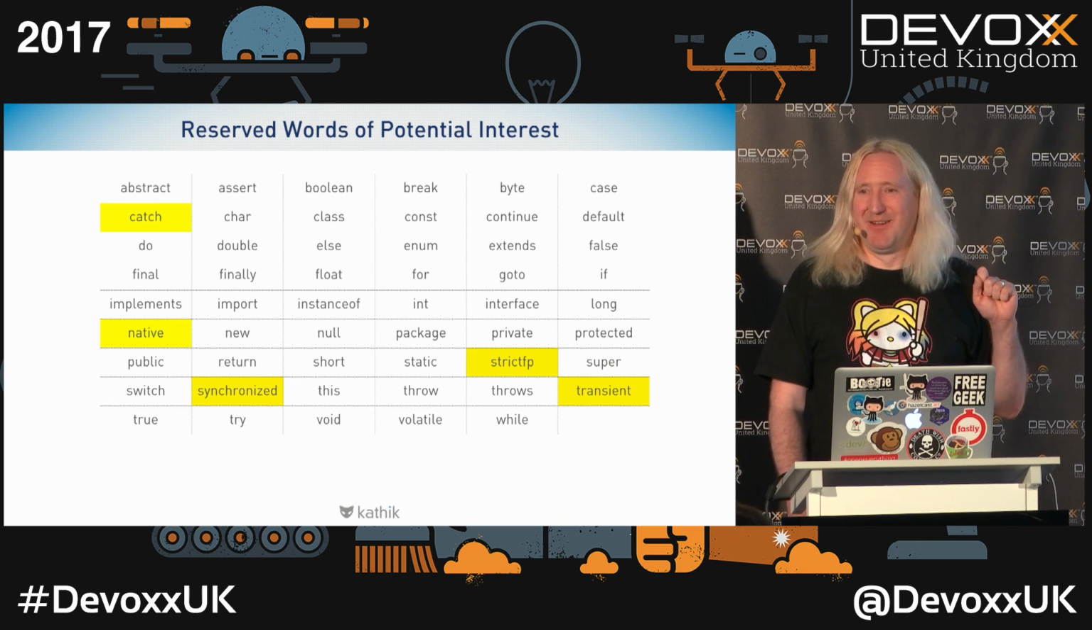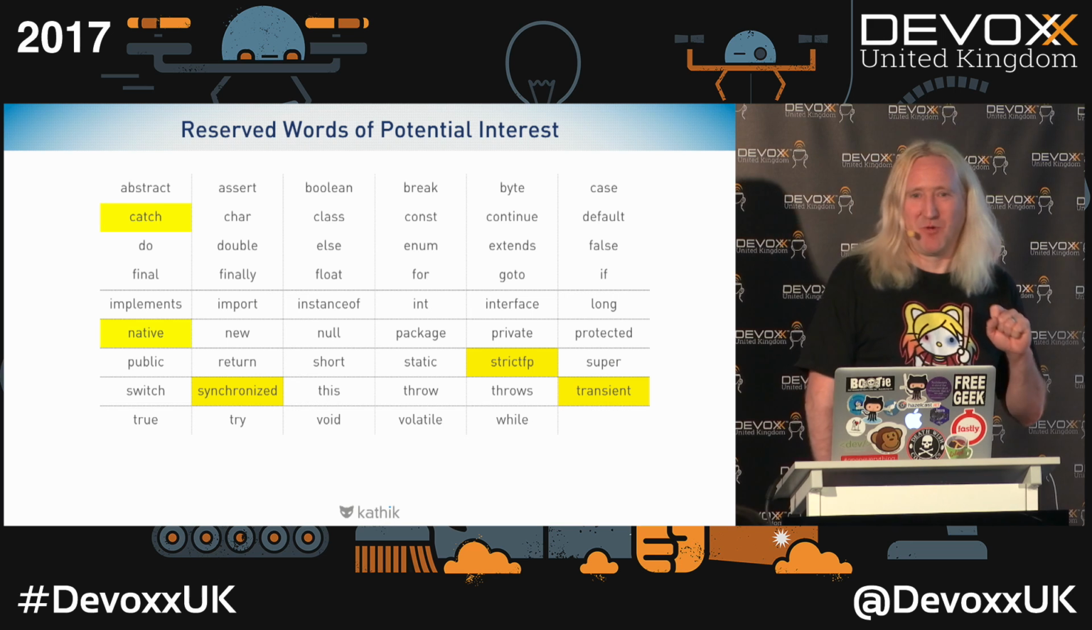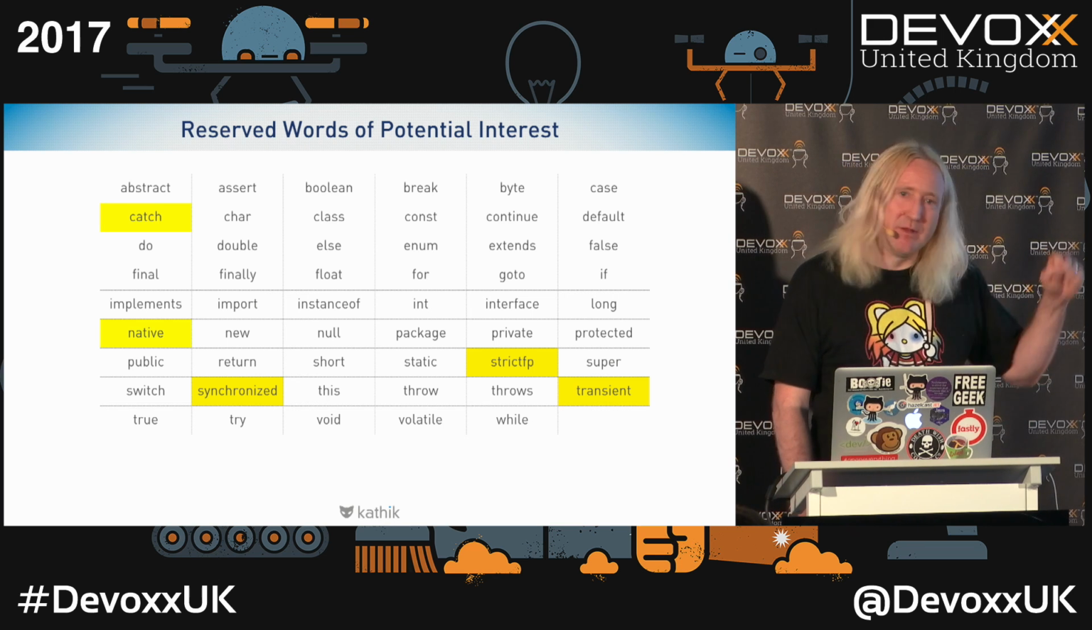Native, yeah, no native code. That's probably not a surprise. So anything which declares a native method, that's out as well.